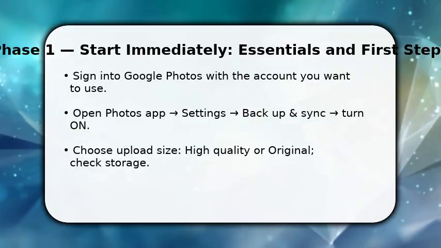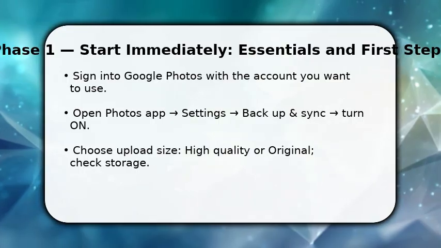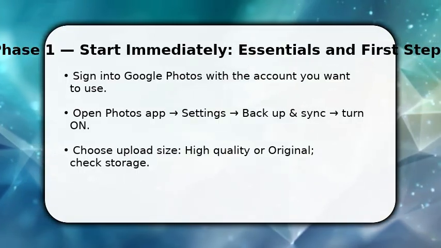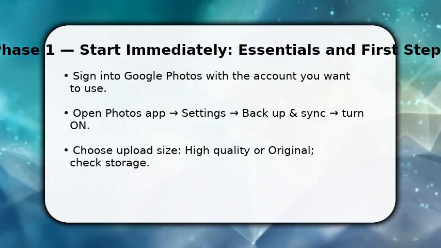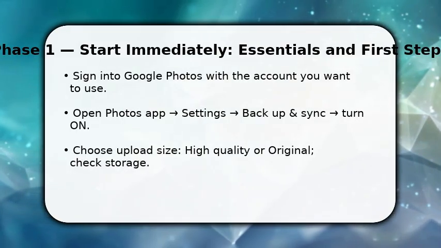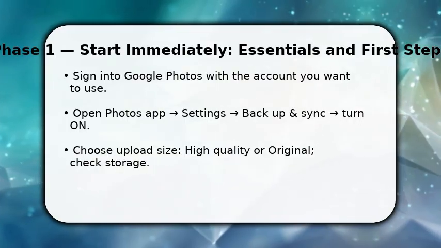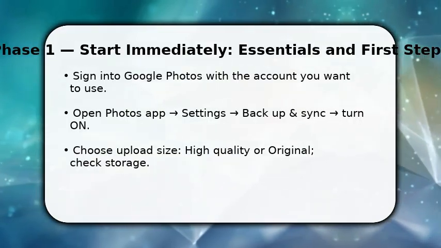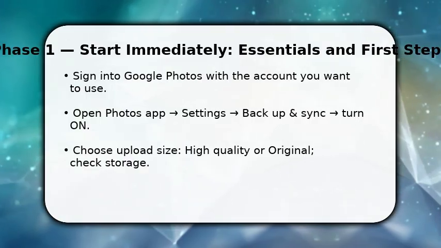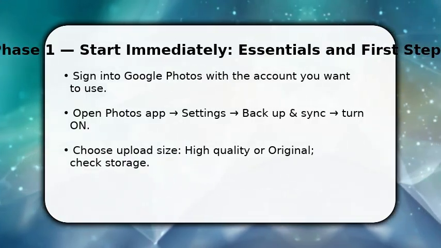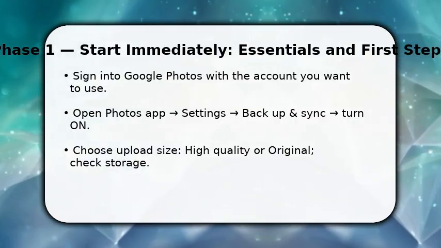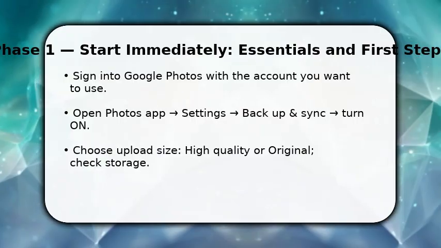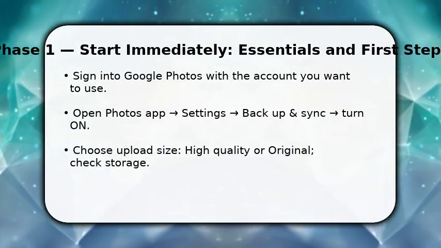You start by signing into the Google account you intend to use, then open Google Photos and enable Backup and Sync. This is the only way to link device photos automatically. Once done, pick the upload size, high quality or original, because that determines storage use and quality. Make sure you select the correct account and enable cellular upload only if you accept data charges. Otherwise, restrict to Wi-Fi to save mobile data.